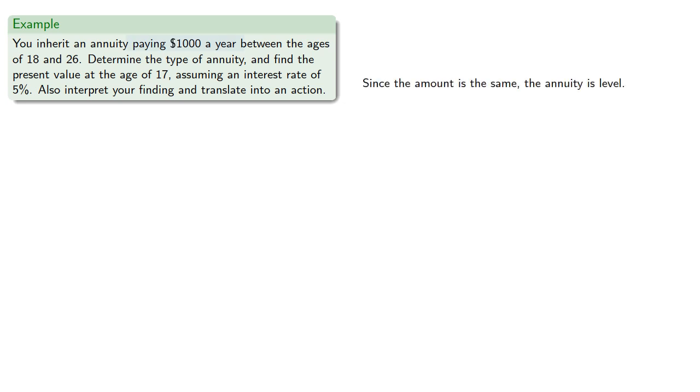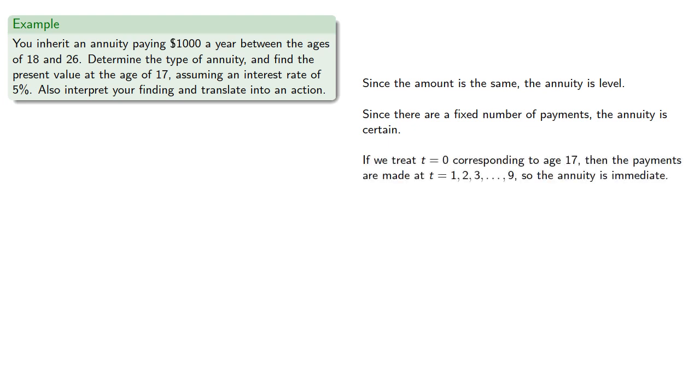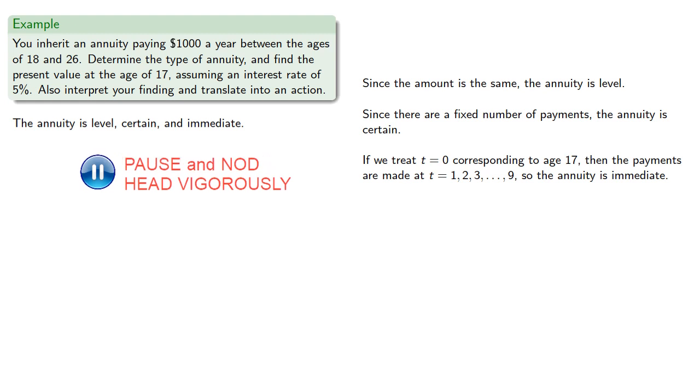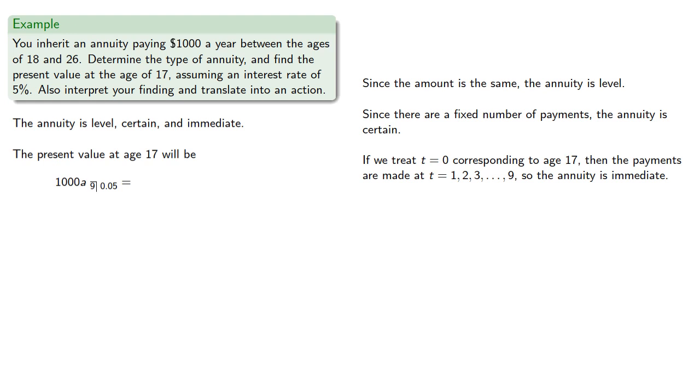Since the amount is the same, $1,000 every year, the annuity is level. Since there are a fixed number of payments between the ages of 18 and 26, the annuity is certain. And if we treat t equals 0 corresponding to age 17, the payments are made at t equals 1, 2, 3, and so on up to 9, so the annuity is immediate. And so this annuity is level, certain, and immediate. So the present value at age 17 will be 1,000 a angle 9 at 5% interest. It's really just the present value of all those payments from t equals 1 up to t equals 9.